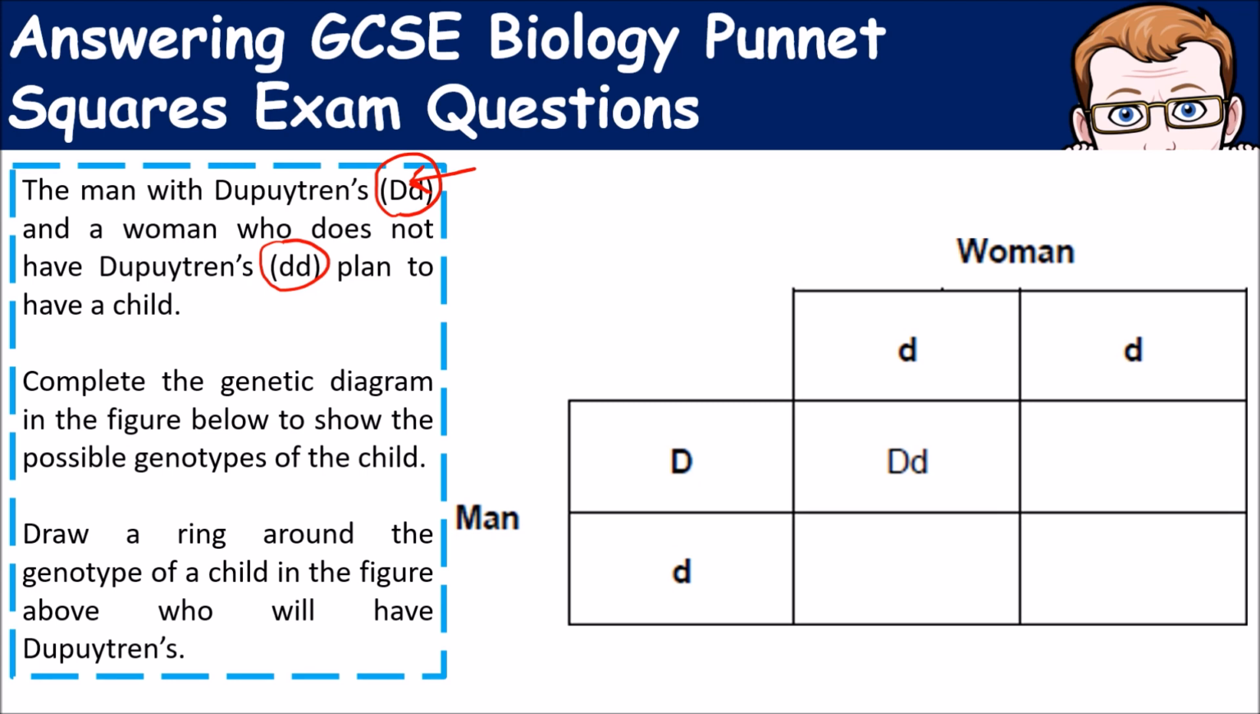Complete the genetic diagram in the figure to show the possible gene combinations. So we've got big D there, so that would be big D, little d, little d, little d, and little d, little d. Now draw a ring around the genotype in the figure to show who would have Dupuytren's. We can see that because the man has Dupuytren's, it's caused by a dominant gene. So wherever we've got one of those dominant genes, there's going to be that genetic disease in the children.